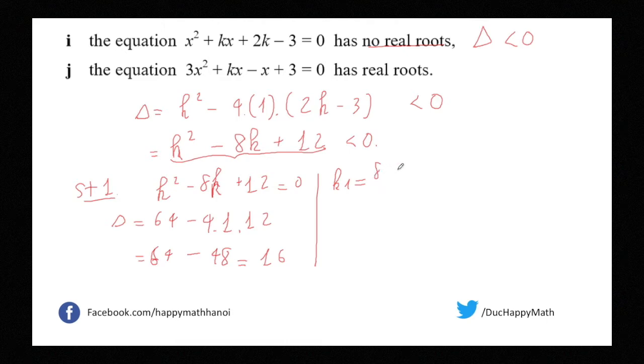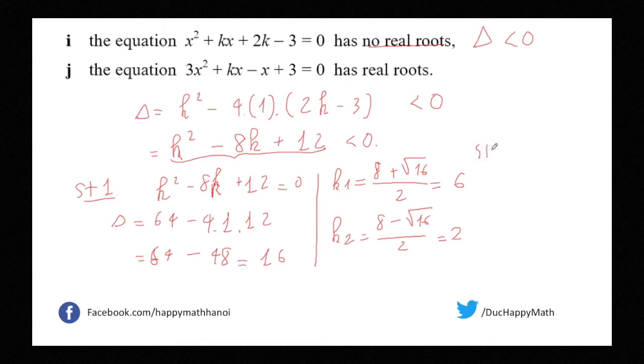So k1 equal to 8 plus the square root of 16, divided by 2a. So 8 plus 4 is 12, 12 divided by 2 is 6. k2 is 8 minus the square root of 16 divided by 2, it means 8 minus 4 is 4, 4 divided by 2 is 2. So you get the two values of k for which this function equals 0.